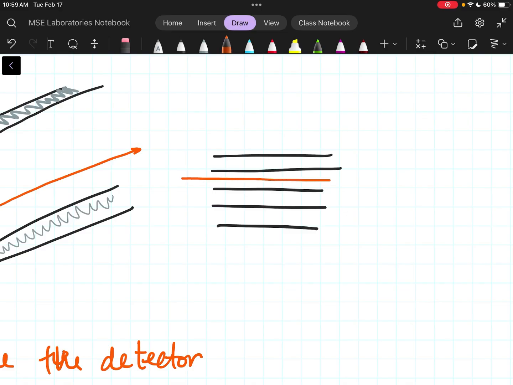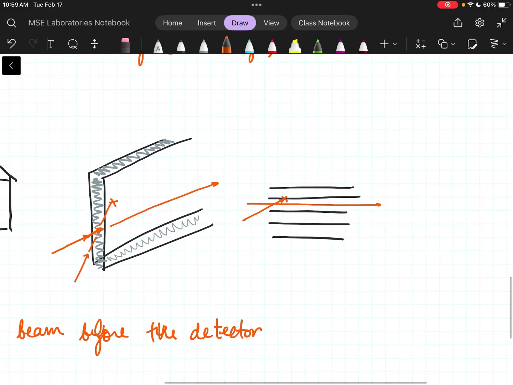Looking from above, I have these pieces of foil. That's what these black lines are. I have my perfectly parallel X-ray that makes it through, and I have my not perfectly parallel X-ray that whacks one of the walls.